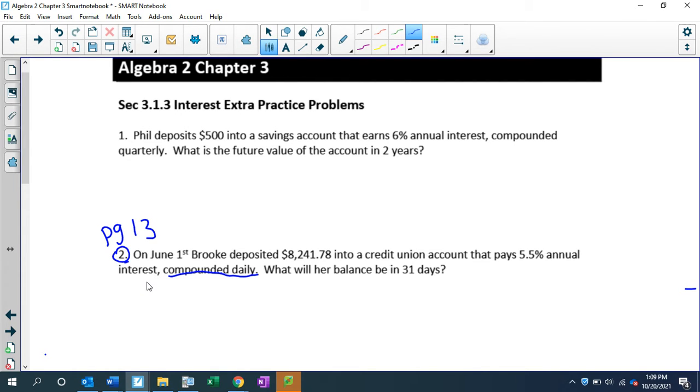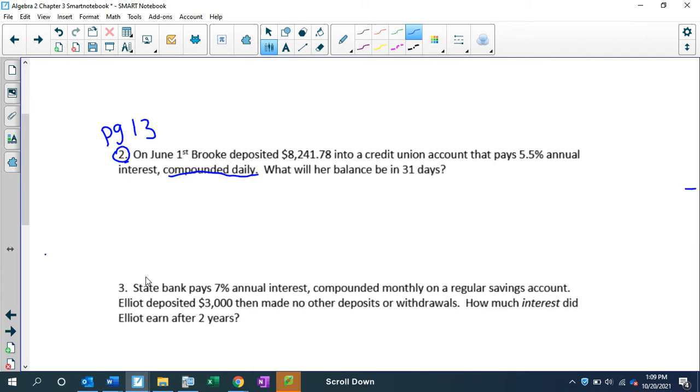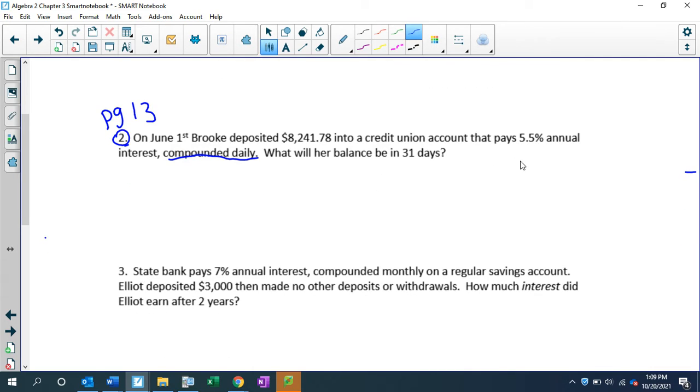So therefore, as I go to do this problem, again, 5.5% annual means she's getting 5.5% over the entire year. But since it's compounded daily, she's getting a piece of that every single day. So you have to think, how many days are there in 1 year? Well, there's 365 days in 1 year. So I have to take 5.5% divided by 365.